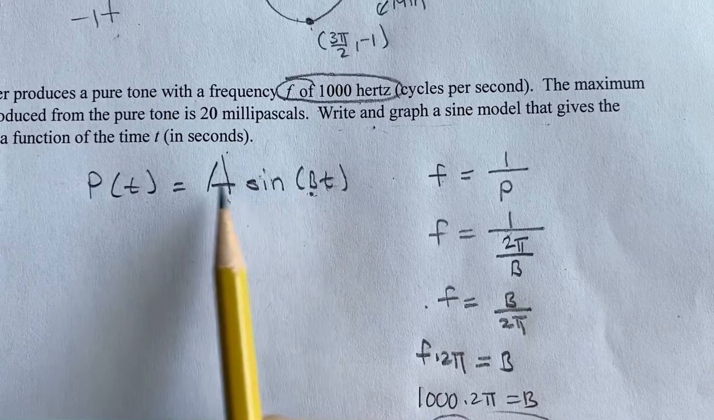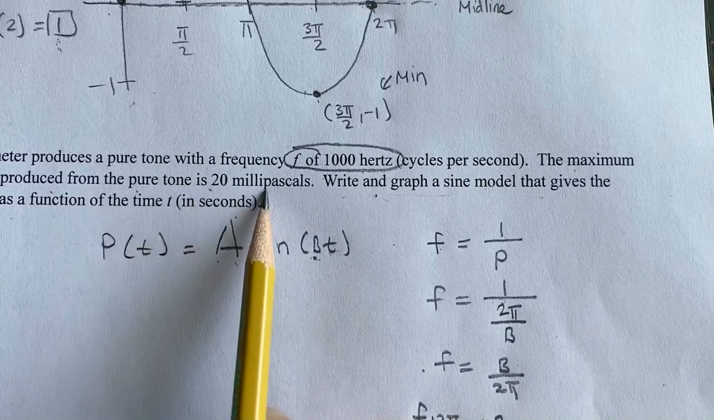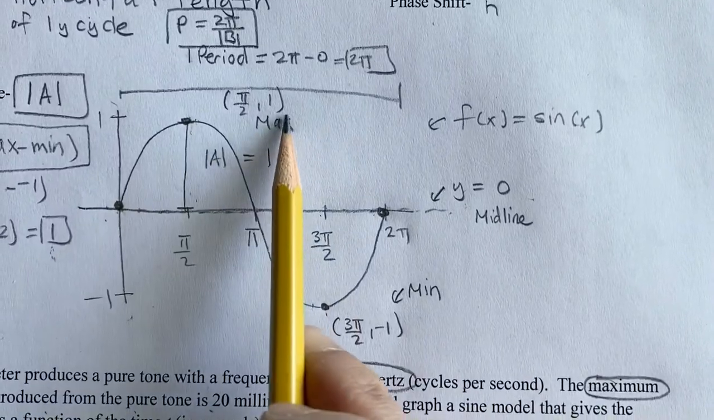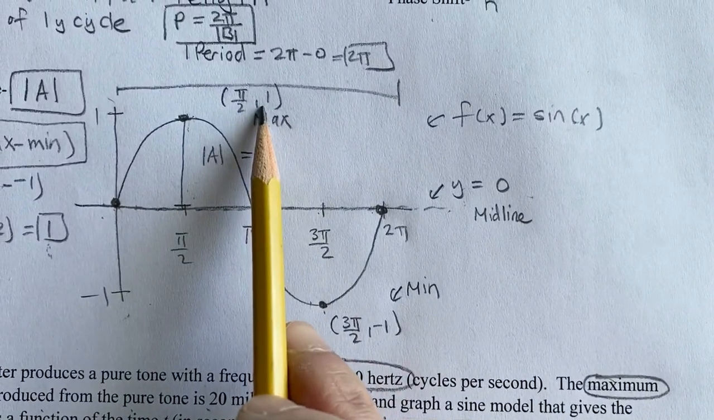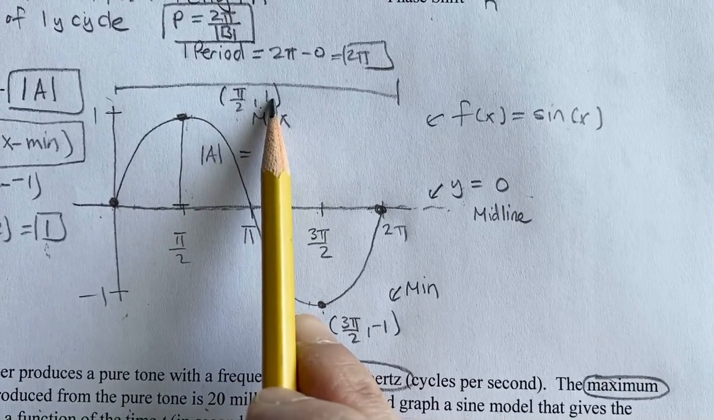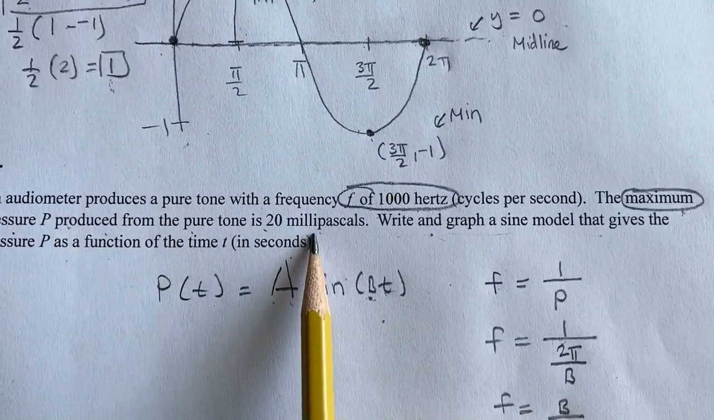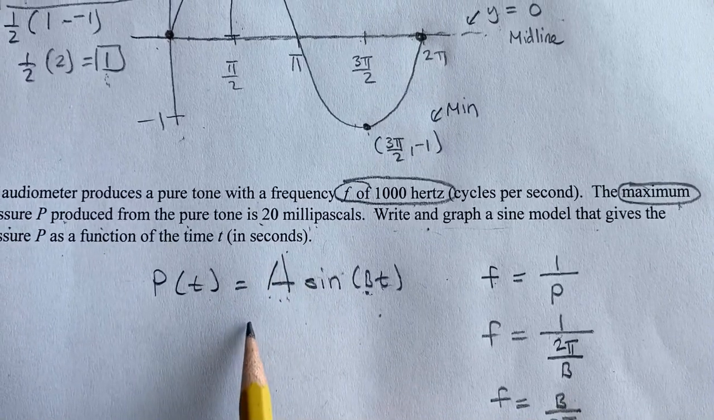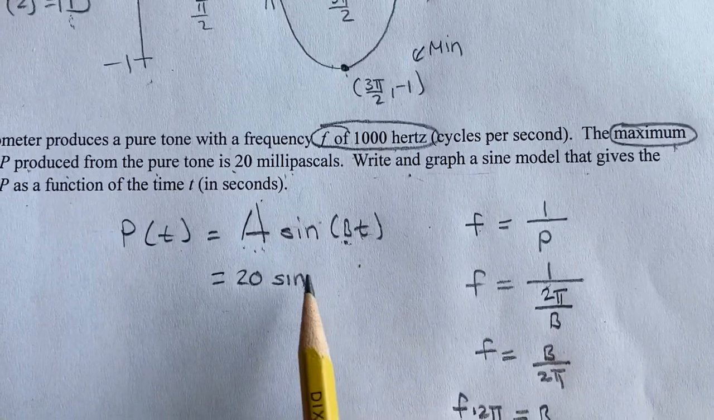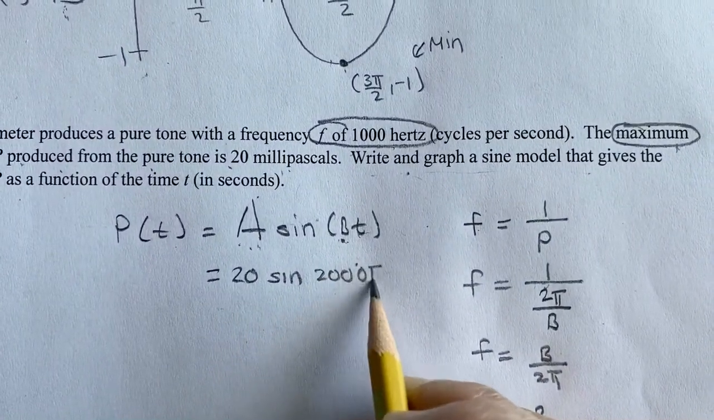And the very last thing we're going to need is the amplitude. Now notice it says here the maximum pressure produced from the pure tone is 20 millipascals. The keyword right here is maximum. And maximum, remember, just refers to the y value of your max, not the location of your max. If I say, where is the max? You would say pi over 2. If I say, what is the max? It's just going to be 1. So likewise, if they tell you that the maximum pressure produced is 20 millipascals, the amplitude in this case is just 20. And so I have my final answer of 20 sine 2000 pi T.